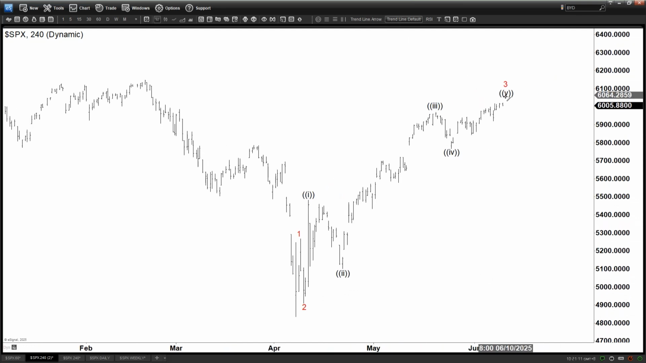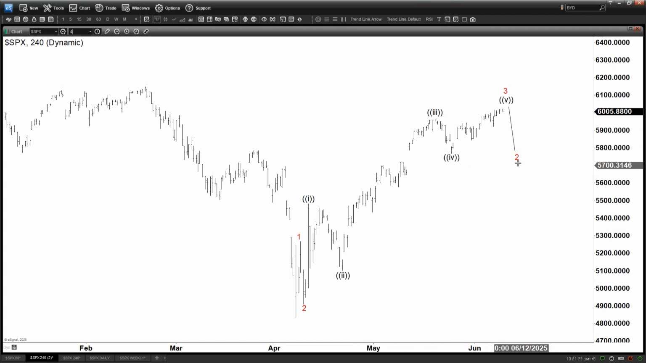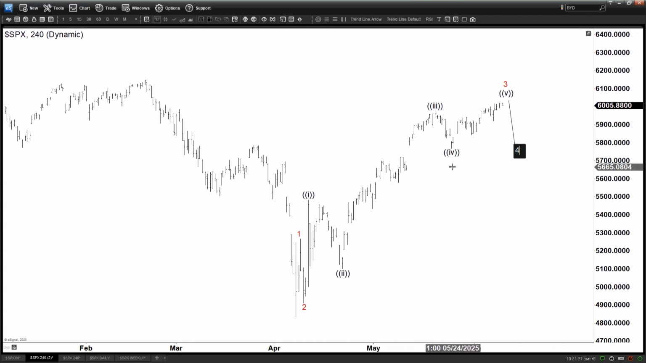And once it's complete, you got a 4, which should be similar size to this and this, most likely. So a little bit bigger pullback, not a sell, but a little bit bigger pullback. And then potentially after that, one more push higher to finish a 5 waves from April 7. That's what we like.